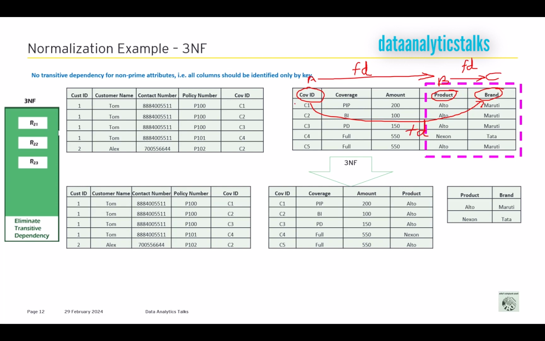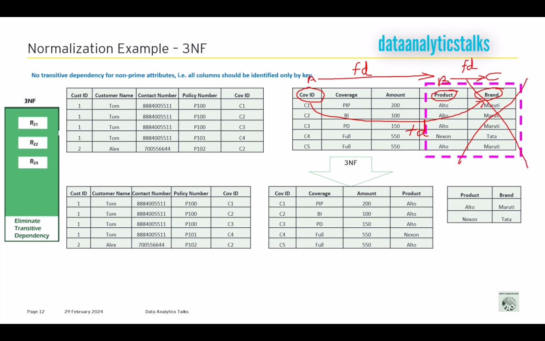So in our case, we have a coverage. A coverage has a product, and this product is related to a brand. So in this table, when we keep all this together, there becomes a relation between A and C. There is a transitive relation, so we need to remove this transitive relation from here.